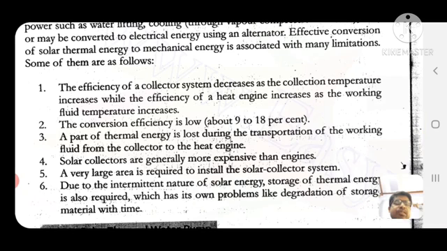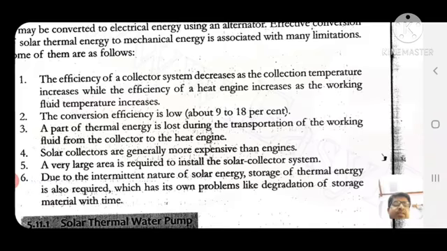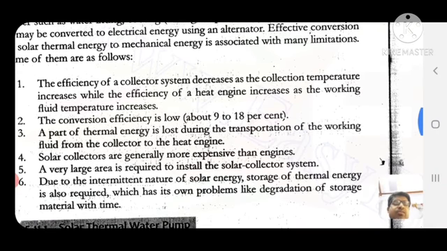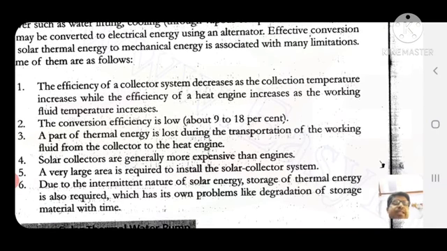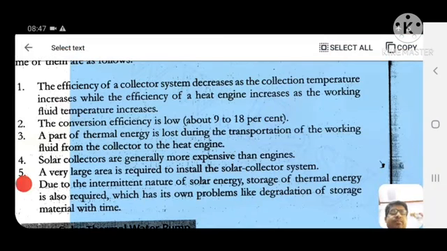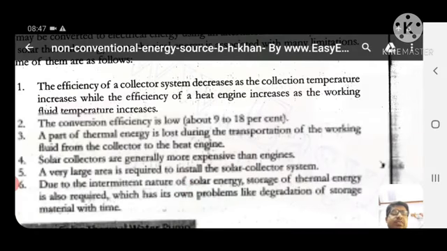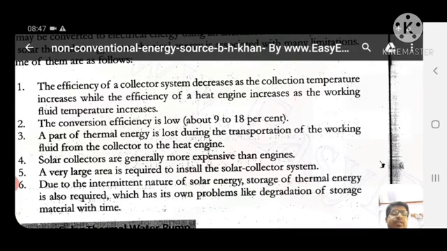Solar collectors are generally more expensive than engines. A very large area is required to install the solar collector system. Due to the intermittent nature of solar energy, storage of thermal energy is also required, which has its own problems like degradation of storage material with time.